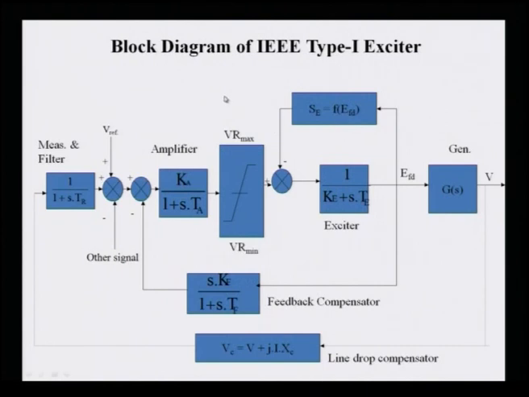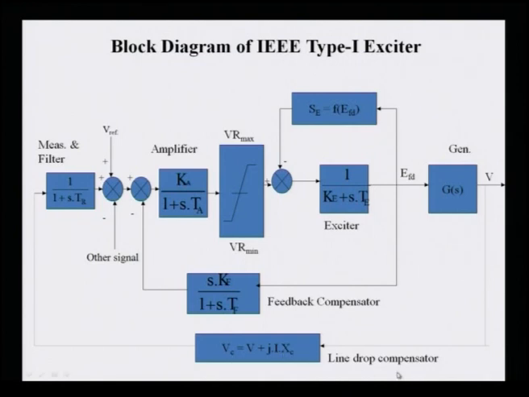Now, this is the complete block diagram for the type 1 excitation system, where you can see the amplifier. You can start here with the generator terminal voltage V coming from the right-hand side, and then we use the line drop compensator. If you do not use line drop compensation, this term is 0, and you are directly measuring the terminal voltage, which comes here to the measurement and filter circuit.